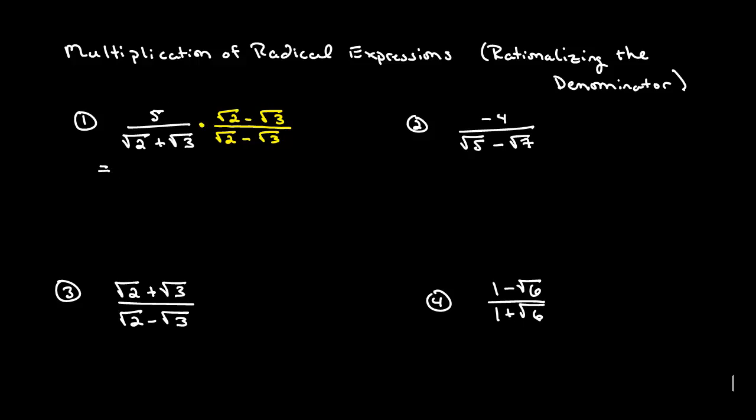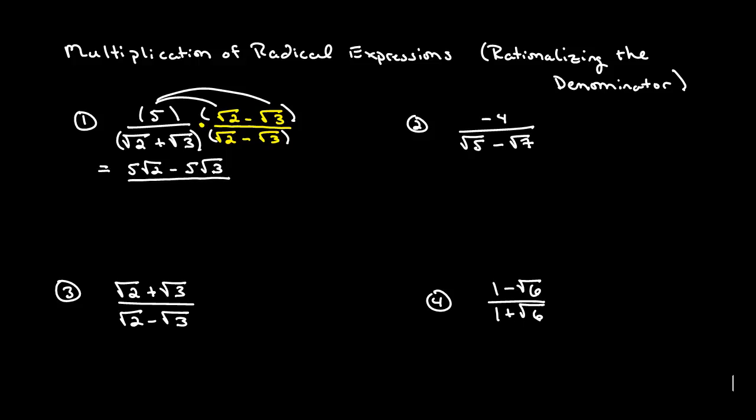So that'll give us the numerator, which is 5 times this guy right here. And of course, we can just put parentheses around everything if we want to represent our multiplication. So we distribute our 5 in, and that gives us 5 square roots of 2 minus 5 square roots of 3.